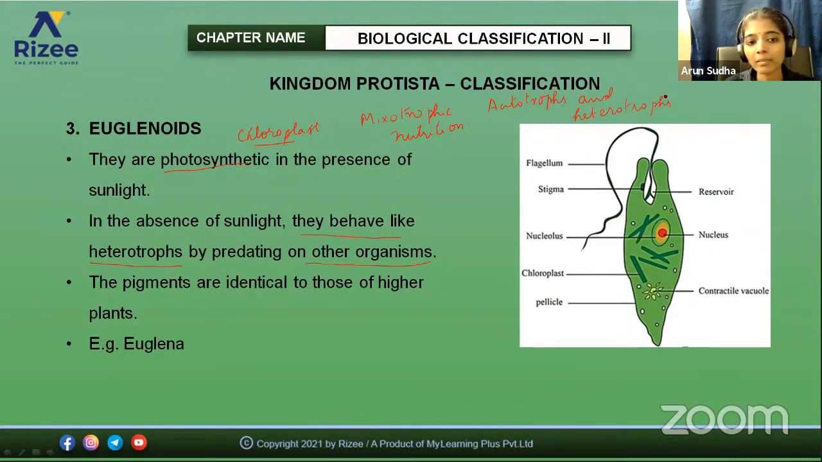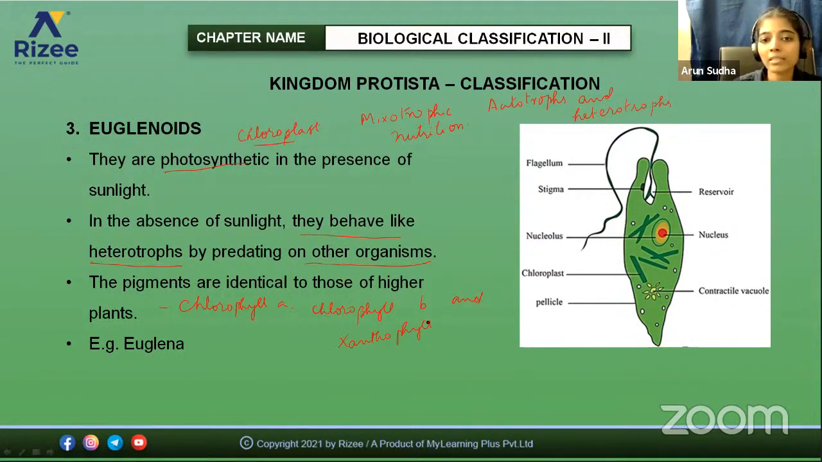The pigments are identical to those of higher plants. What do you mean by this? The pigments that are responsible for photosynthesis are the same as in higher plants, like chlorophyll A, then chlorophyll B, and xanthophyll. So these pigments are similar to those of higher plants, and they can photosynthesize their own food. The main difference is they can act as both autotroph and heterotroph. That is called mixotrophic nutrition.